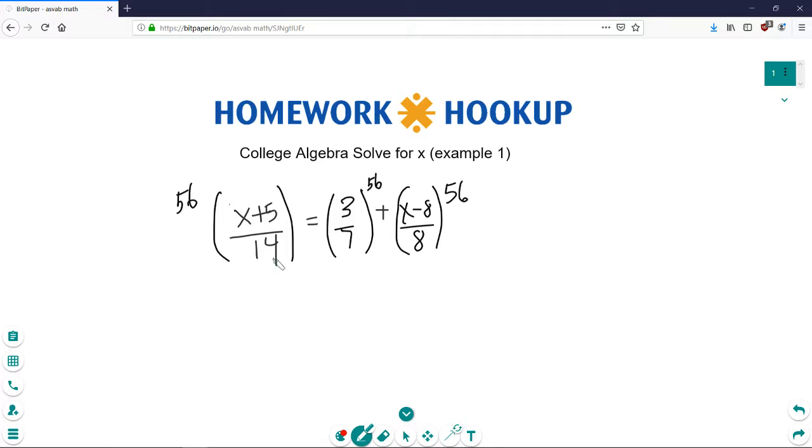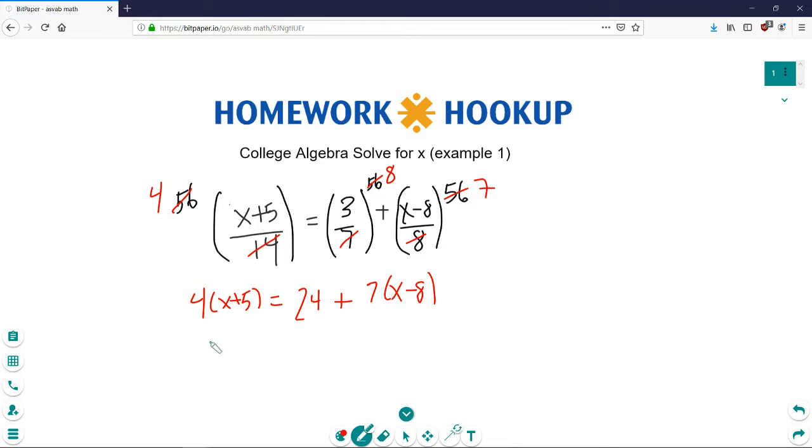Okay, so if we work out 56 and 14, this is going to reduce down to a 1, and this is going to reduce down to a 4. If we work on 7, that reduces down to 1, this becomes 8, and then this becomes 1, this becomes 7. So now what we have on this side is 4 times (x + 5) is equal to, well, 3 times 8, right, because the 7 reduced. So 3 times 8 is 24. Plus we have 7 times (x − 8). Okay, cool.